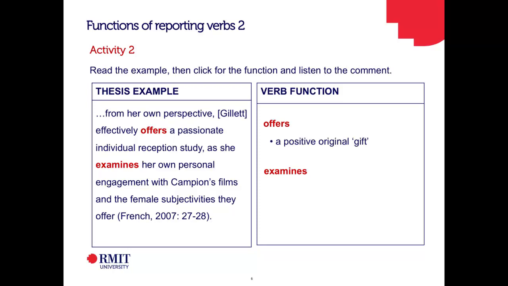The reporting verb offers is most often a positive term that indicates the researcher's support or appreciation for the cited author. An offering is usually an original observation or analysis. The verb examines implies high-level critical analysis and interpretation involving evaluation according to a set of criteria. We can see that the present tense is used because this is very, very important to the current research.